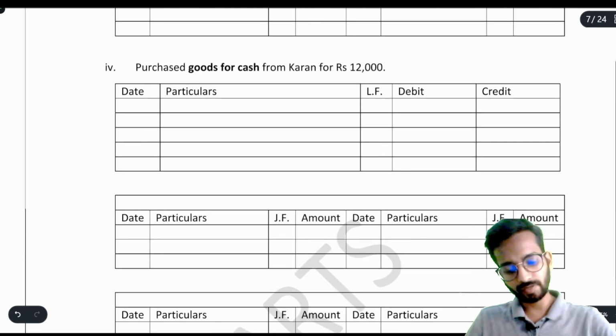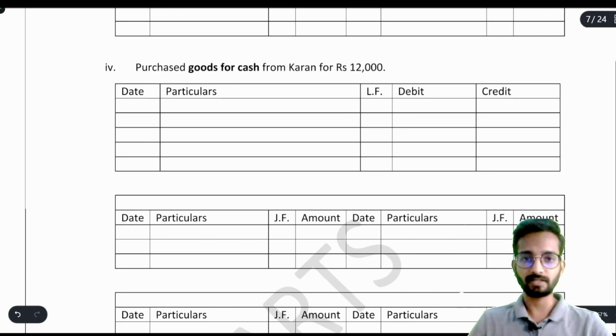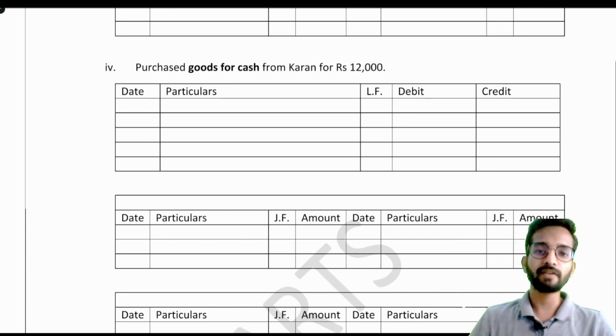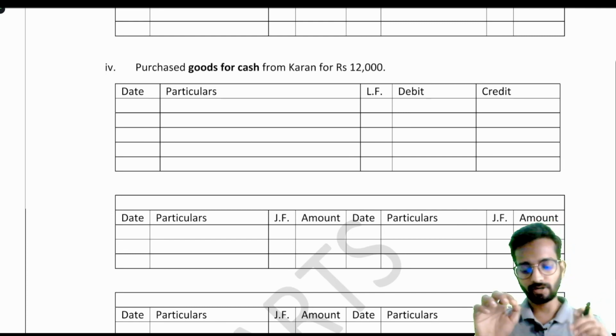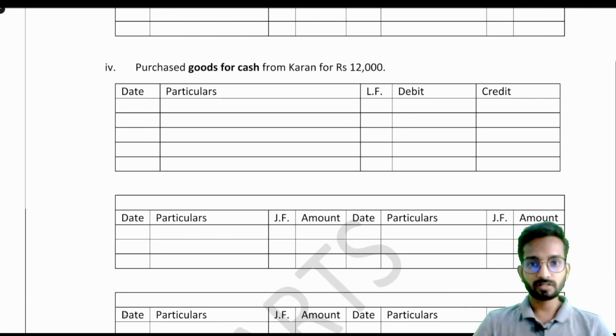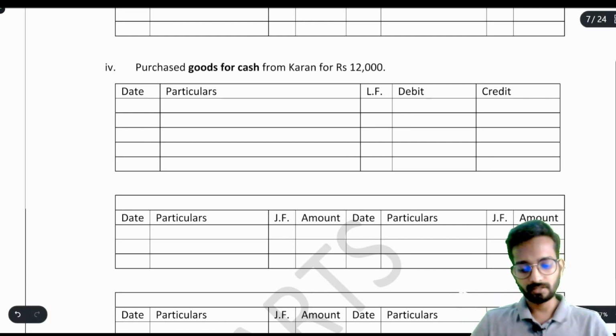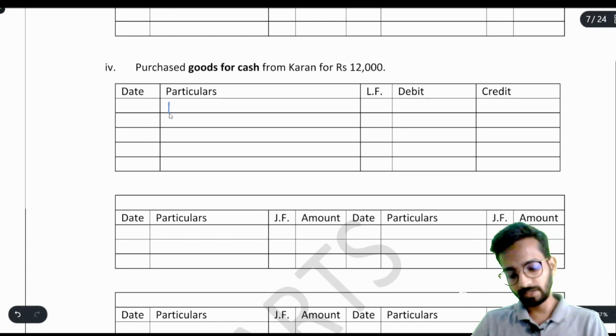Now, I have purchased goods for cash from Karan for rupees 12,000. See, very simple. Till now, whenever we were purchasing furniture, machine, what will we write? Furniture account debit. If you are purchasing furniture, furniture account debit. Machine purchase, so machine account debit. Computer purchased, computer account debit. But if you are writing goods purchased, you will write here purchase account debit.